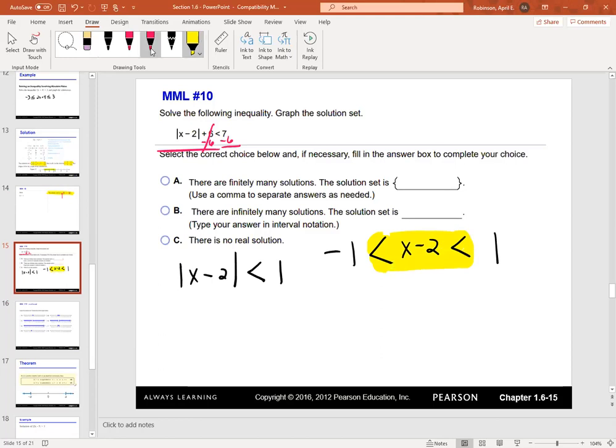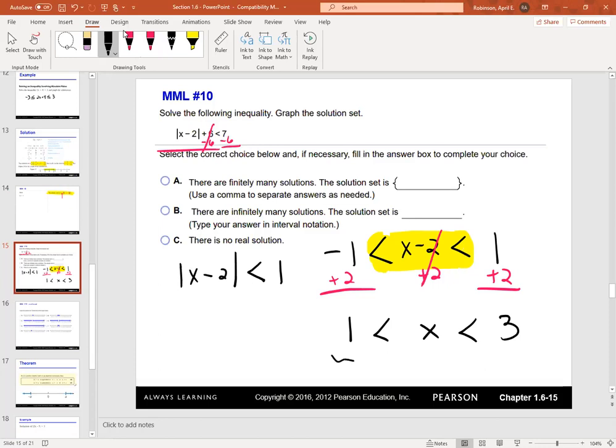And now this one's going to be easy to solve because all I have to do is add 2 to cancel that out in the middle. But then you got to add 2 to the right end and you got to add 2 to the left end. So -1 plus 2 is 1, less than x, less than 3. Okay. Let's see. A says there are finitely many solutions. B says there are infinitely many solutions. And C says there's no solutions.